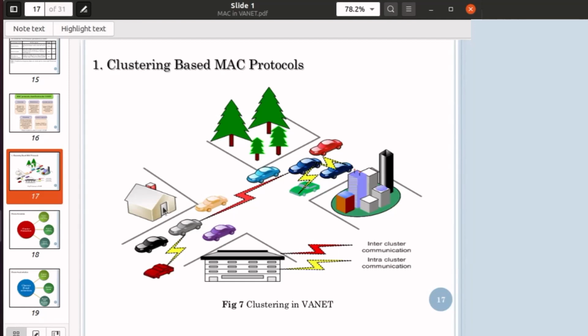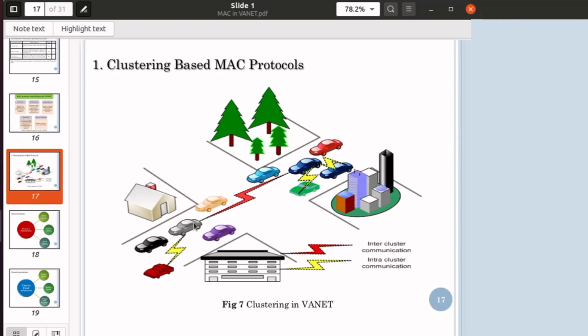Okay. So what happens in clustering? All the vehicles in a cluster operate on the same channel. Okay, that is the rule of clustering. Only the cluster head can operate on more than one channel. Why? Because the cluster head has the responsibility to transmit data to other cluster heads also.